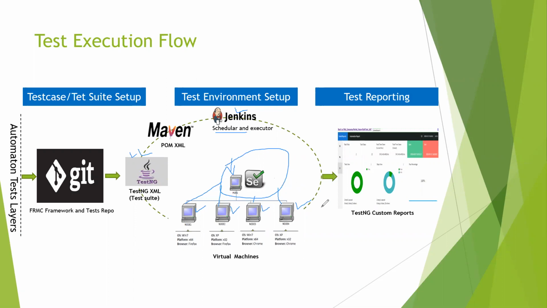Okay, so once the execution is completed, we have two types of results. One is the extent report, and the other one is the custom report, the test engine custom report. Usually the test engine custom report will be sent in the email body. Basically, we will send that email body once the execution is completed. And we also attach the extent report. There are two reports. The report which you are seeing now is the extent report, which will be attached to the email as well.